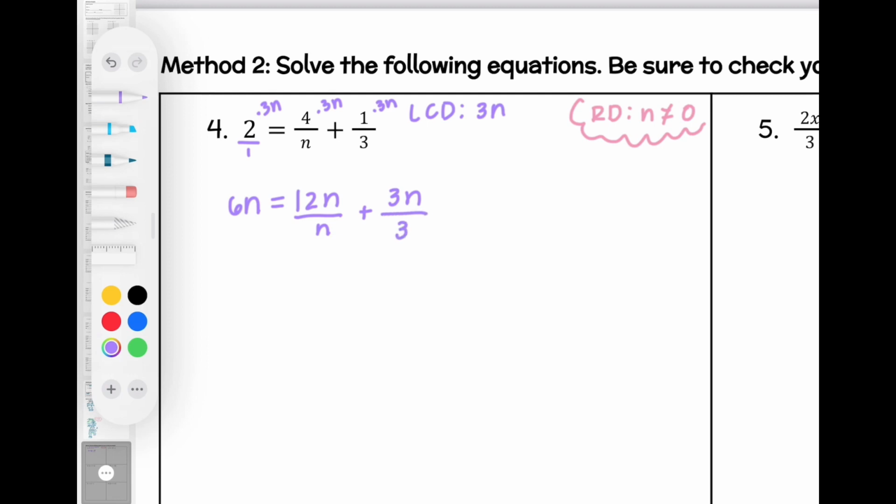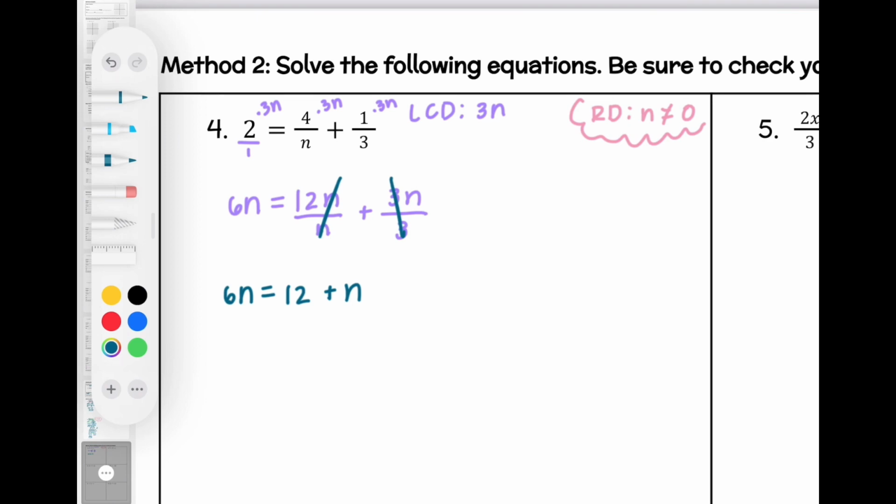All right, so what we're looking for is for something to cancel out. So if we look, 6n, nothing cancels, we just rewrite that because it doesn't have a denominator. 12n over n, the n's will cancel, and all we're left with is 12. And then 3n over 3, the 3's will cancel, and all we're left with is n. Okay?